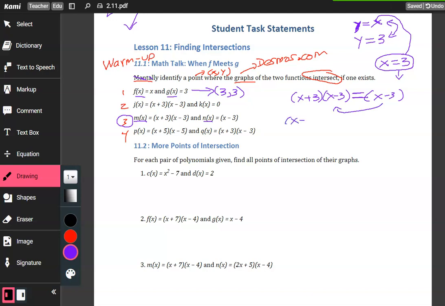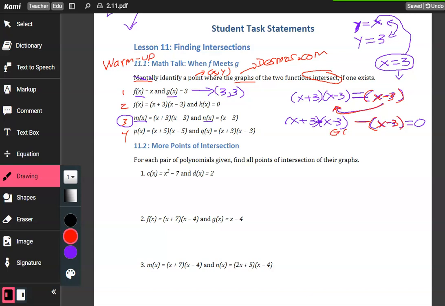So this is x plus 3 times x minus 3. These are connected by a times. And then I subtracted that other parentheses to the left side. Okay, so I moved this to this side. I subtracted it, and I got a minus parentheses x minus 3. All right, so I moved it over, and now I have this.